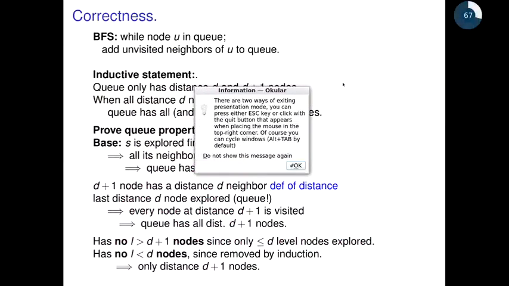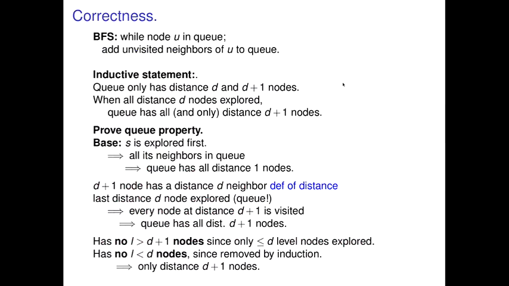So what I'm saying is that, let's think about it this way. You had all the distance D nodes in the queue at some point, right? That's what the inductive statement says. Right after you processed all the D minus 1 distance nodes, you have all the distance D nodes. Now you haven't seen any D plus 1 nodes yet, because you only process D minus 1 nodes. So now when you process a D node, you're going to put the D plus 1 nodes in.